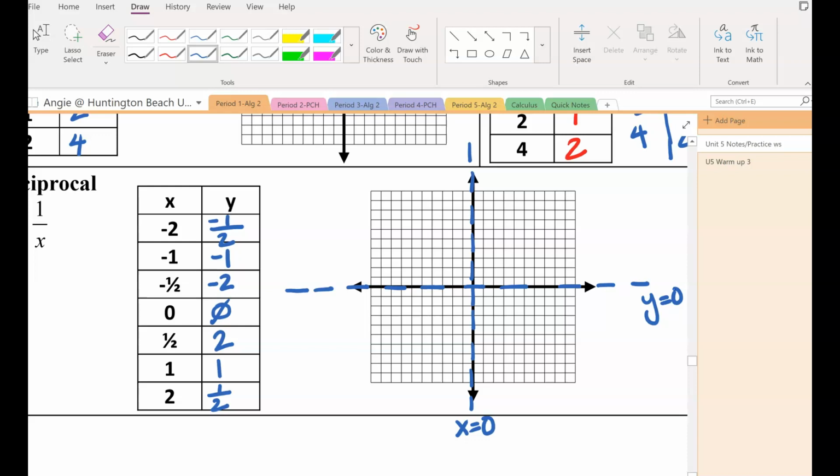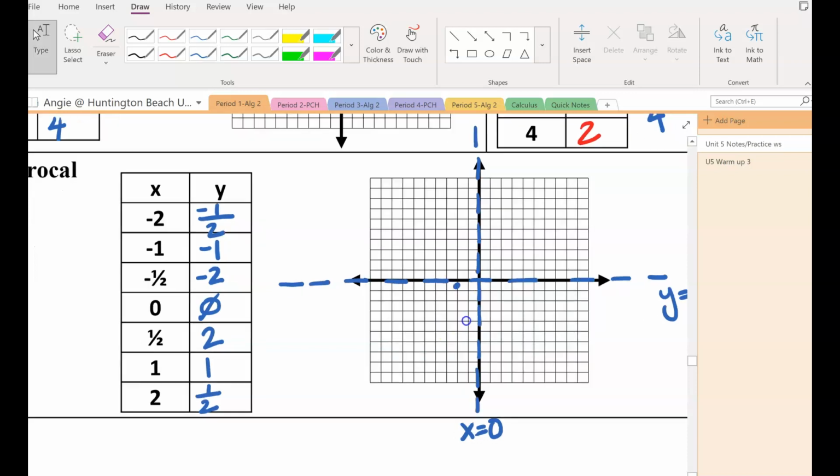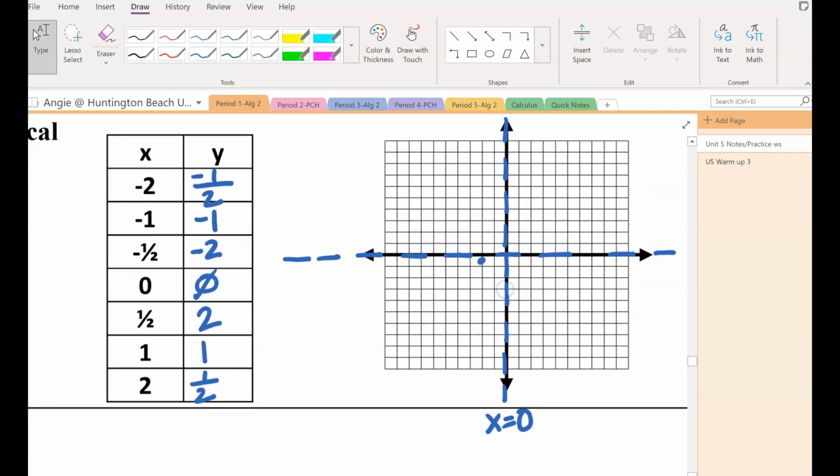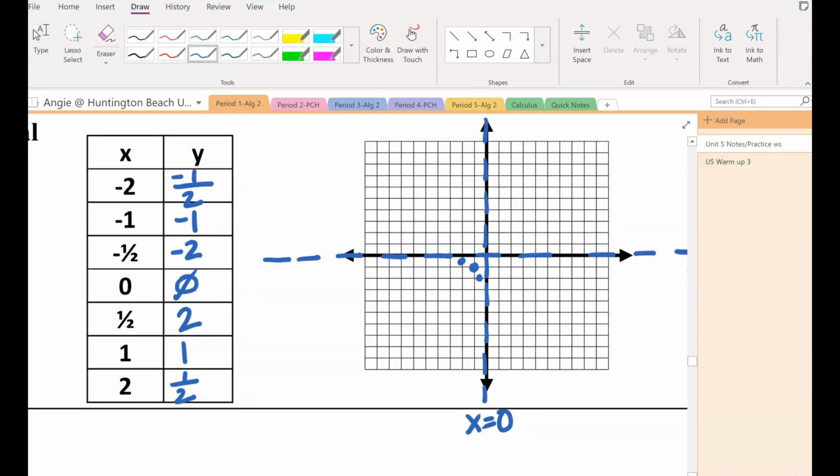Here we go. Negative 2 is now negative half. Negative 1 is negative 1. And then negative half is negative 2. So try not to touch your asymptotes. Like that. Nice and smooth. Okay, students? Make your dots fatter. There you go.